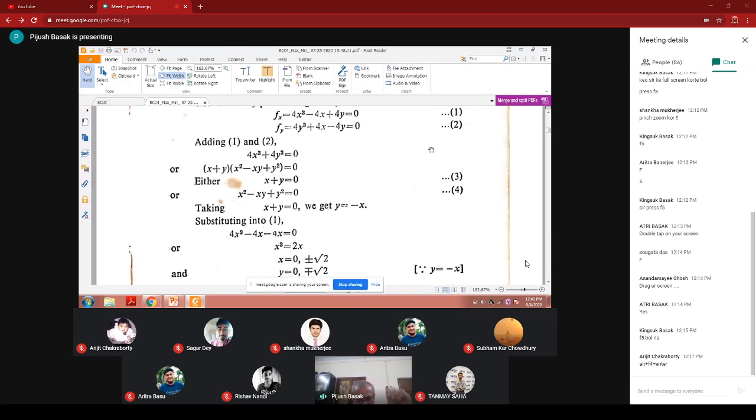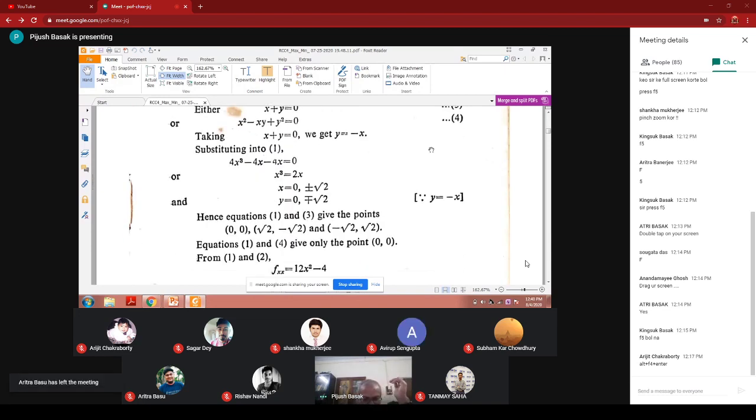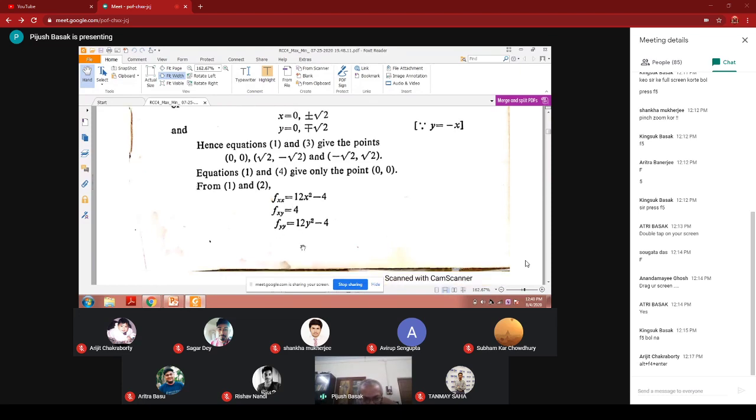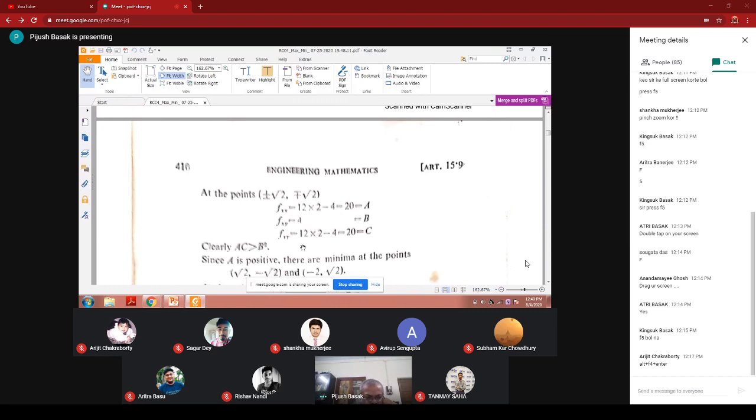So it gives 1 and 4 gives only the point 0, 0. So from 1, we get the second partial derivative of f is 2x square minus 4. If x was equal to 4, if y was equal to 12, y square minus 4. And from here we get the points plus minus root 2, minus plus root 2, written combinedly.